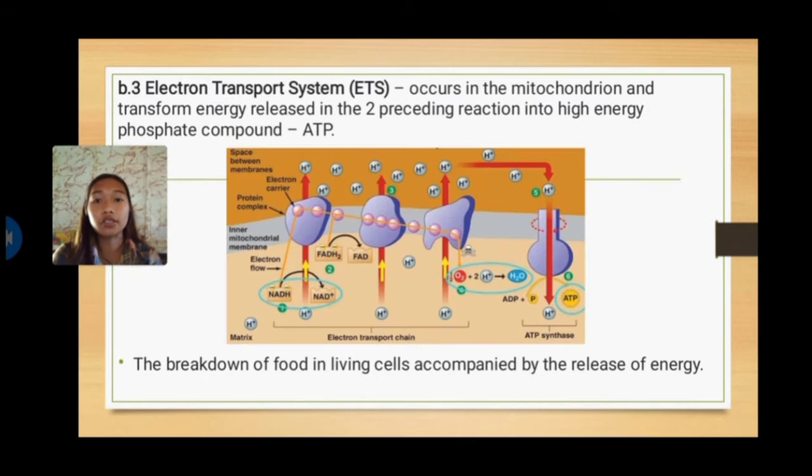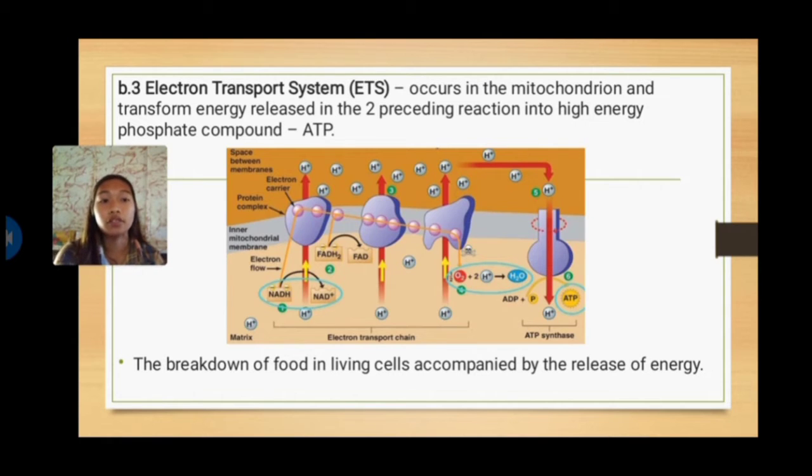The next is electron transport system. It occurs in the mitochondrion and transforms energy released in the two preceding reactions into the high-energy phosphate compound, the ATP. The electrons are passed from one molecule to another, and the energy released in these electron transfers is used to form an electrochemical gradient. It occurs in the cristae of the mitochondria, where a series of cytochromes, or enzymes and coenzymes, exist.